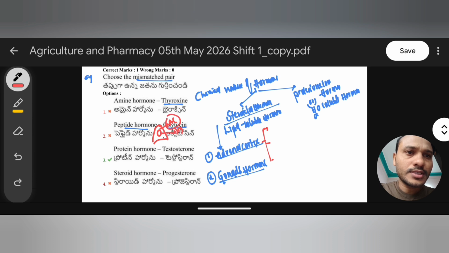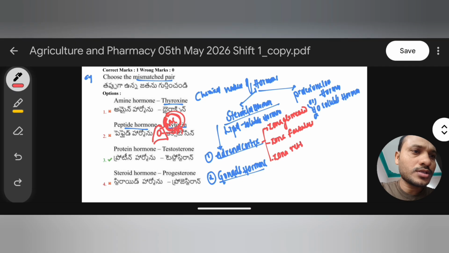Now the adrenal cortex only produces steroidal hormones. In the adrenal cortex, there are three layers, from outer to inner. The outer one is called zona glomerulosa, the middle one is zona fasciculata, and the innermost layer of the adrenal cortex is zona reticularis.